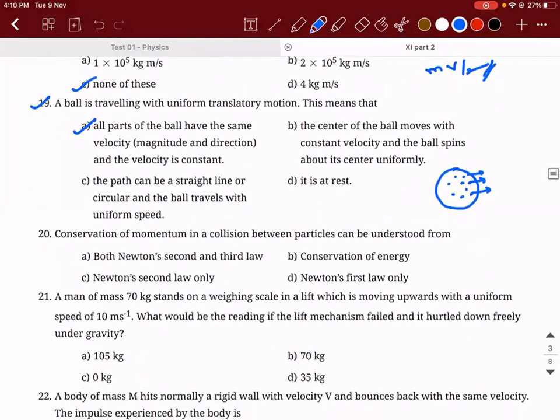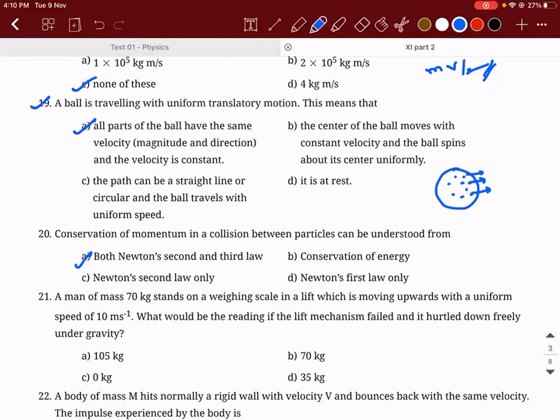Conservation of momentum in collision between the particles can be understood from. So where do we derive the conservation of momentum from? What is the principle of conservation of momentum? Both Newton's second and third law. Yes, I'm asking about the statement. When the net external force acting on the system is zero, then the linear momentum of the system is said to be conserved. So it can be understood from both Newton's second and third law.